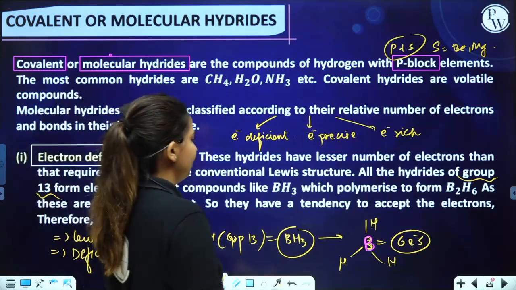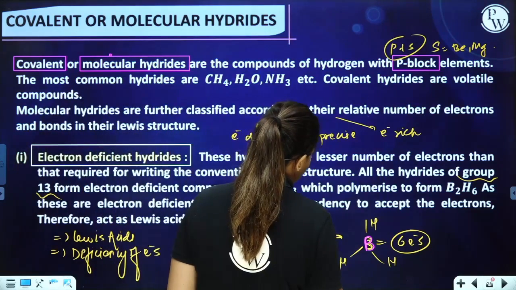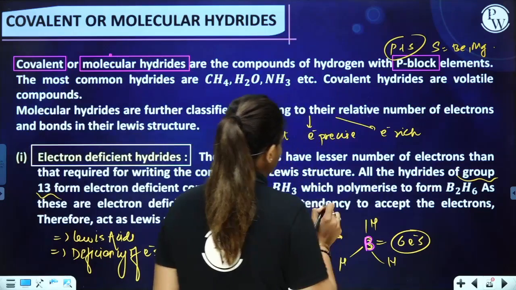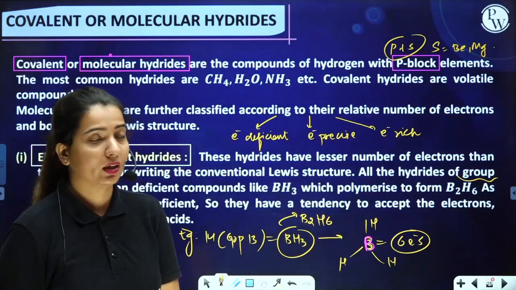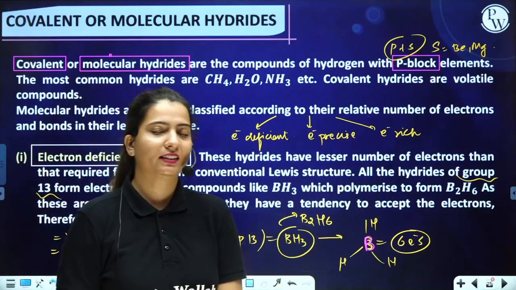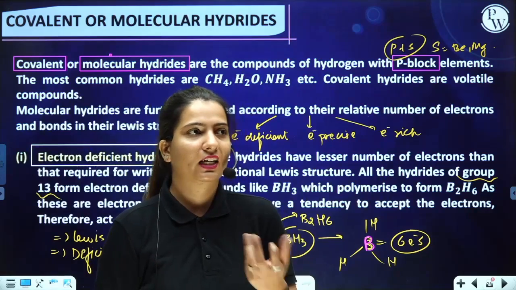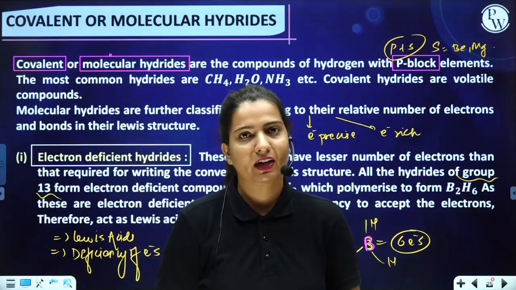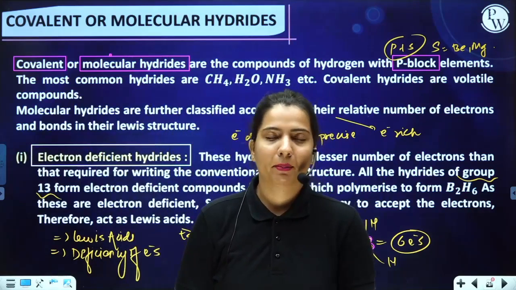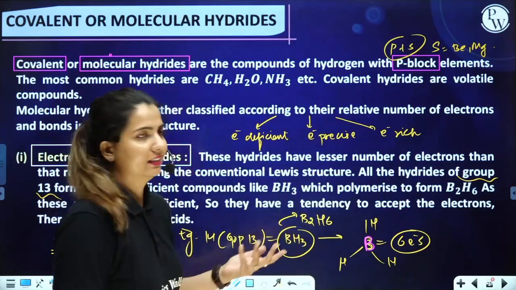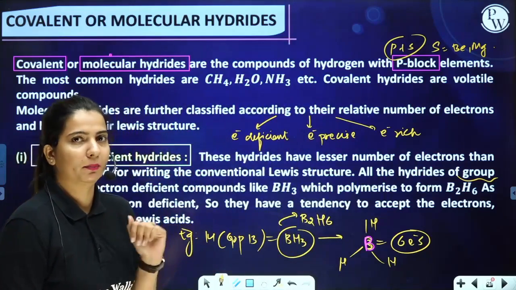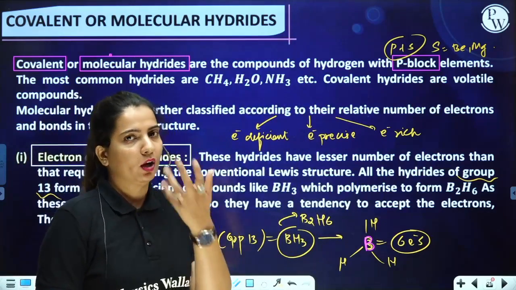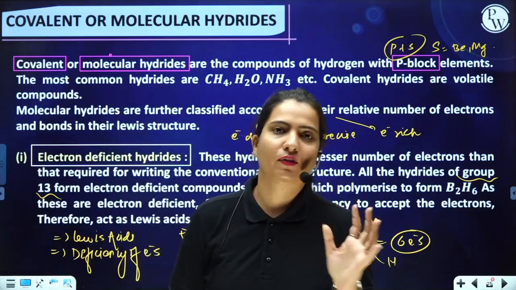Sometimes you know that this BH3 converts itself into B2H6, but still it is a Lewis acid. You can never say that after becoming B2H6 its electron deficiency is nullified, because that we will study in the banana bonds in the p block chapter. BH3 or B2H6, whatever you say, they are always electron deficient.